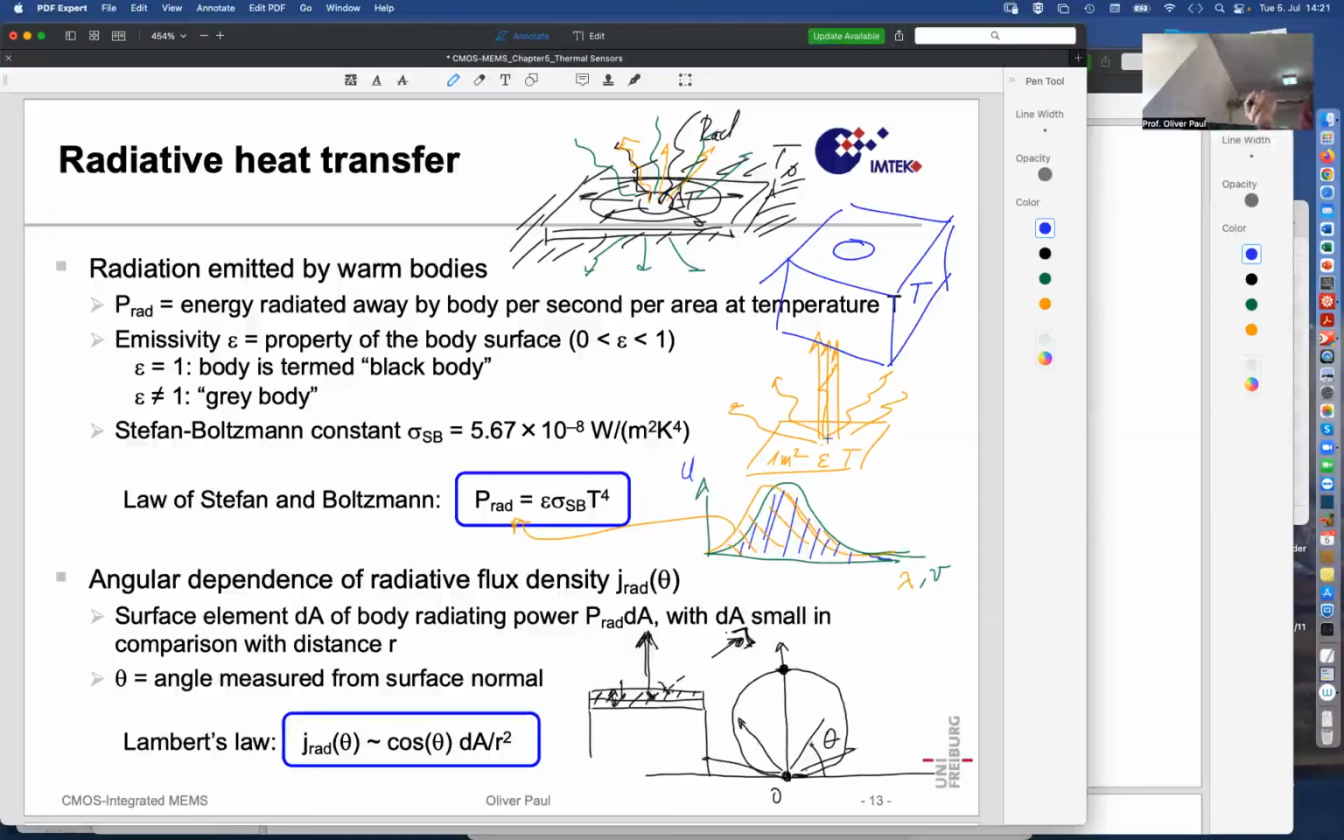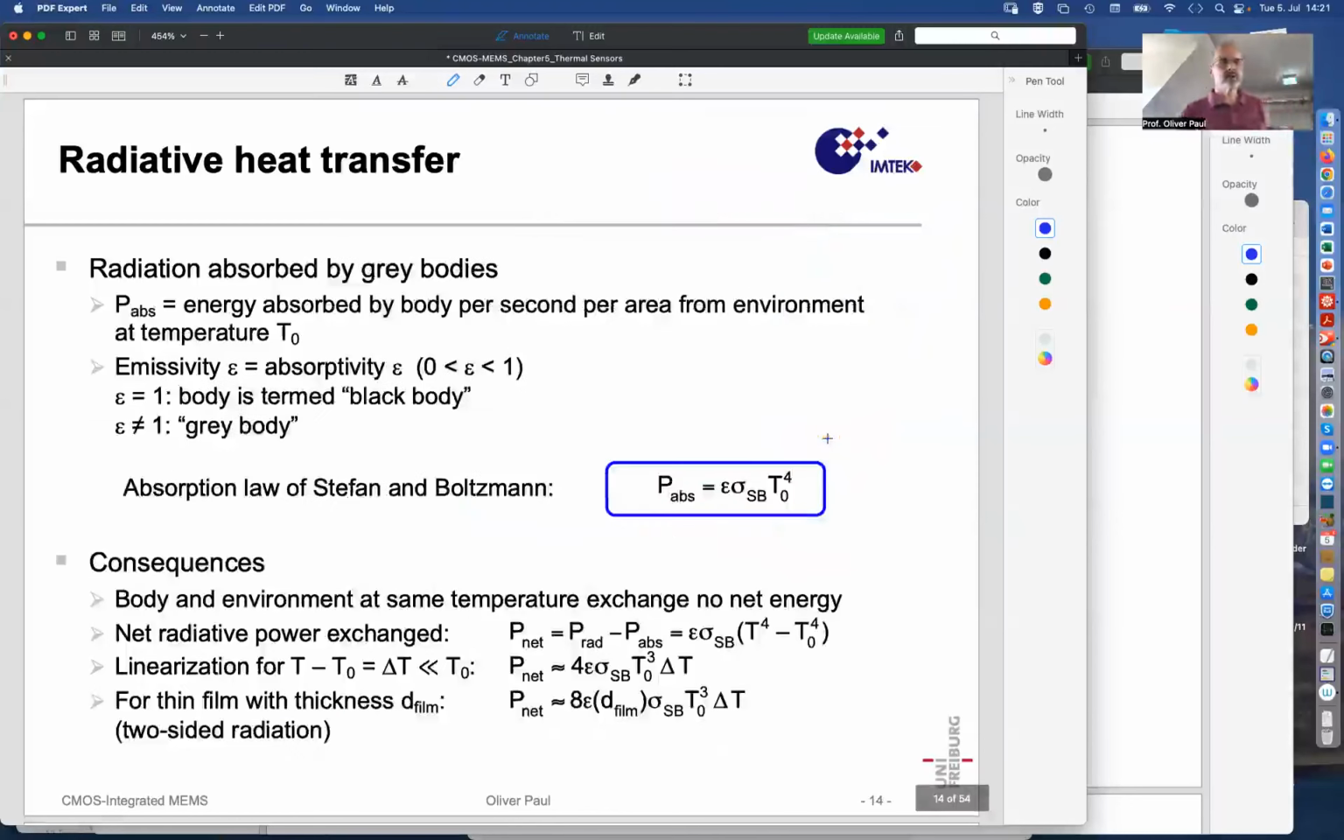So it has the ideal absorption, but the surface can, of course, also reflect. And then the absorbed part of the radiation is not 100%. It's only a fraction, and that is an interesting aspect. So radiation is absorbed by bodies, and it's ideally absorbed by black bodies, and it's absorbed partly by so-called gray bodies. Gray bodies are those with epsilon smaller than 1.